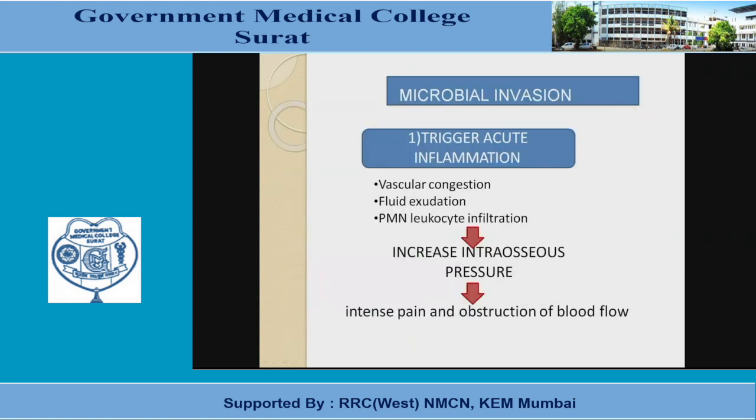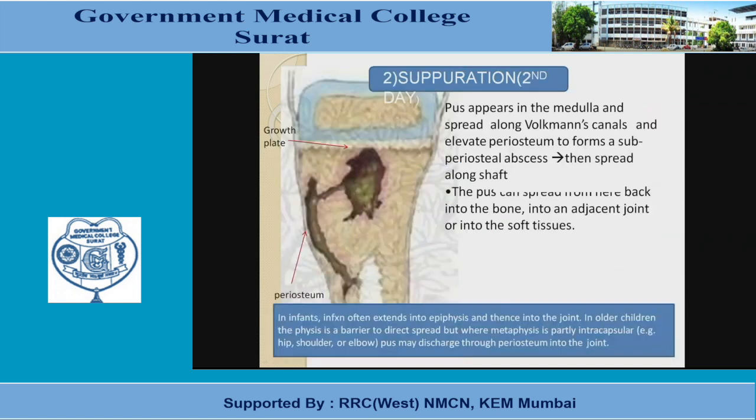As soon as the infective focus is entrapped in the metaphyseal vessels, it triggers an acute inflammatory reaction, which causes vascular congestion, fluid exudation and polymorphonuclear leukocyte infiltration. This all causes an increase in intraosseous pressure, which leads to intense pain and obstruction of blood flow. Suppuration is seen on the very second day; pus appears in the medulla and spreads along the Volkmann's canals, because Volkmann's canals are the connecting canals between the Haversian canals.